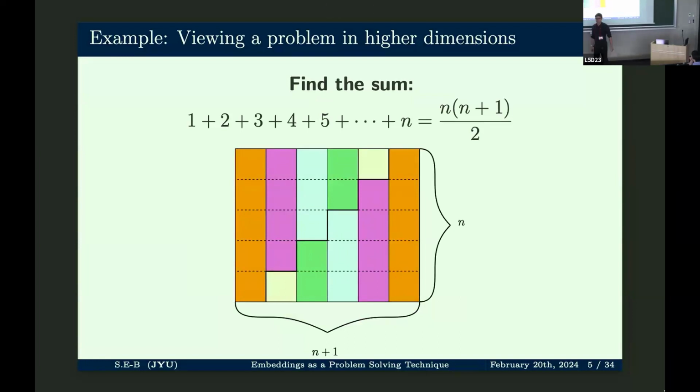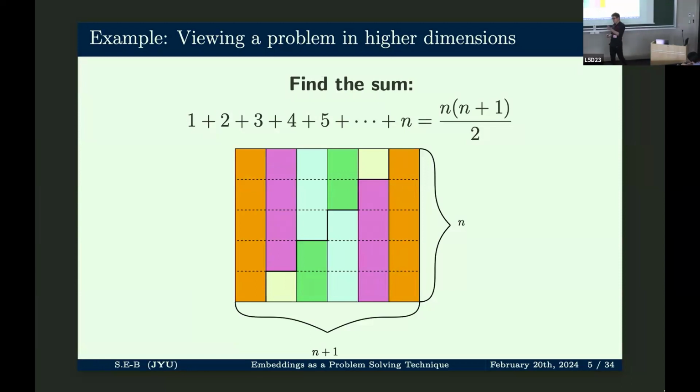So now we have two of these. We can form a rectangle whose area we can simply compute as n times n plus 1. And the original thing was a half of that. So what happened here was that we had a problem that was just about numbers, that was just one-dimensional. But by adding in a dimension, or representing it in a different space, we got more structure. And we were able to utilize that to solve this problem in a very conceptual and clear way.